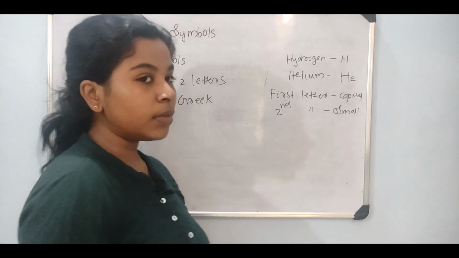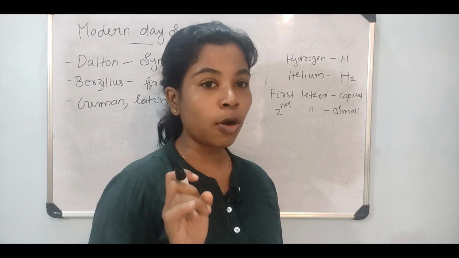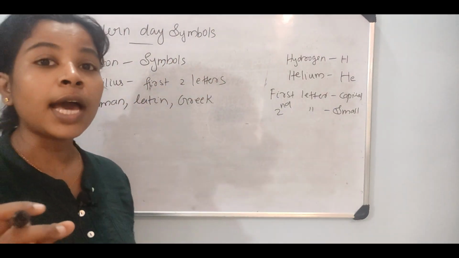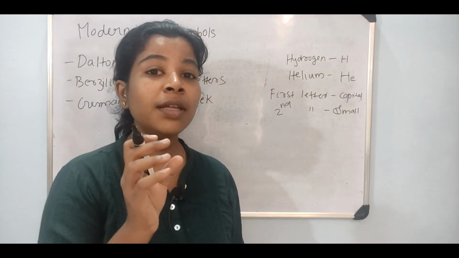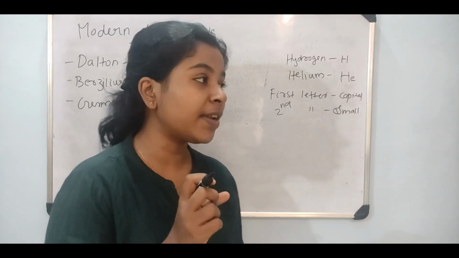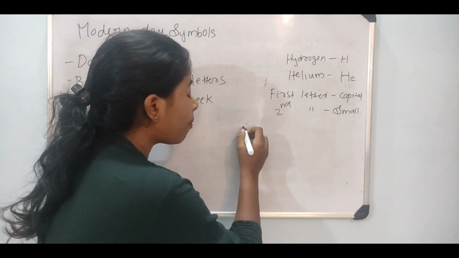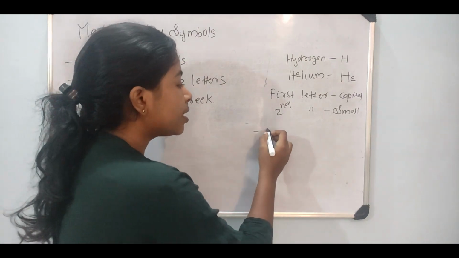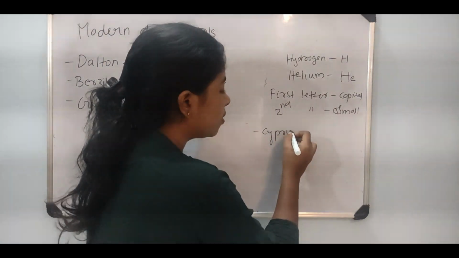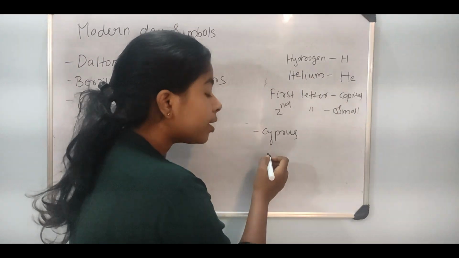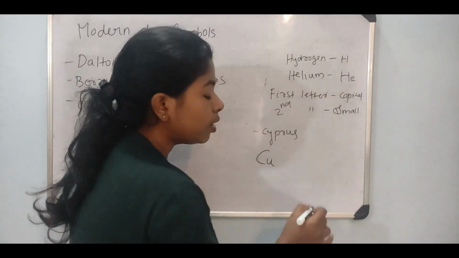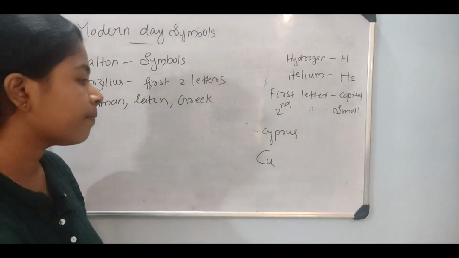Now there is one more thing about copper. Some elements are named from the place of their discovery. For example, copper. Copper was discovered in the place Cyprus. So copper got the symbol Cu.